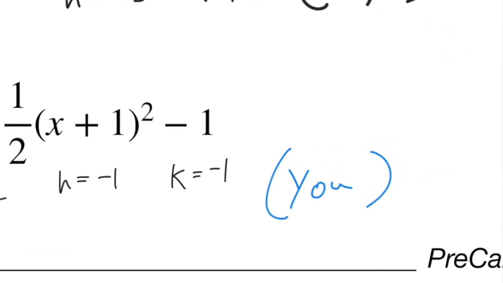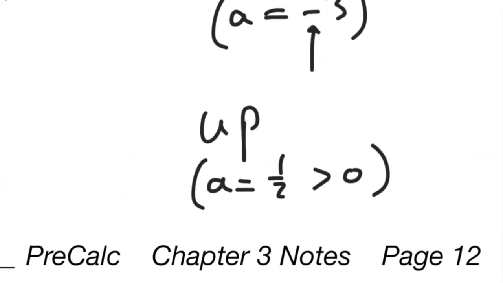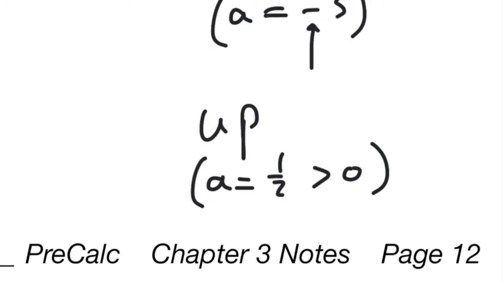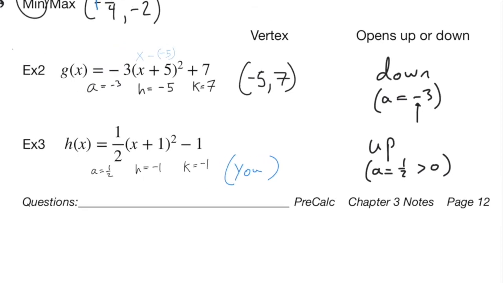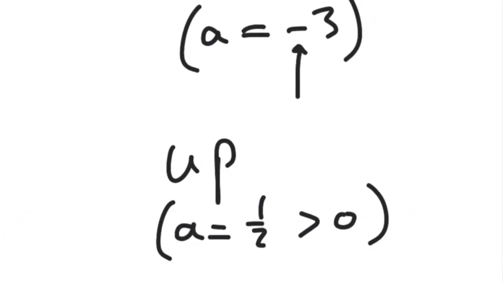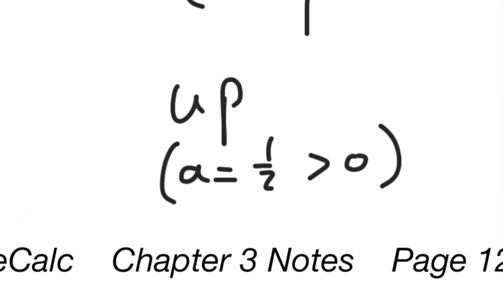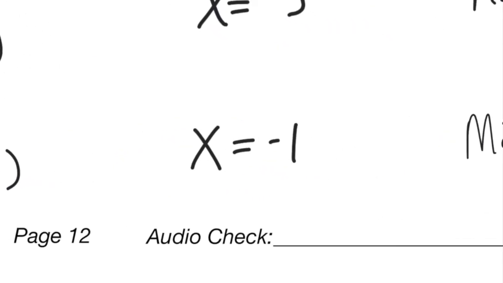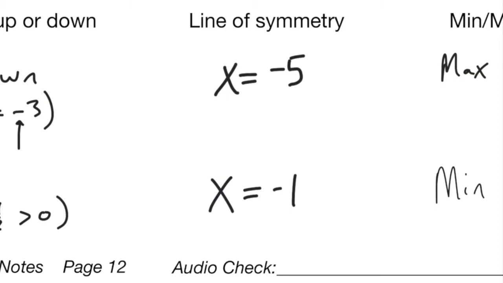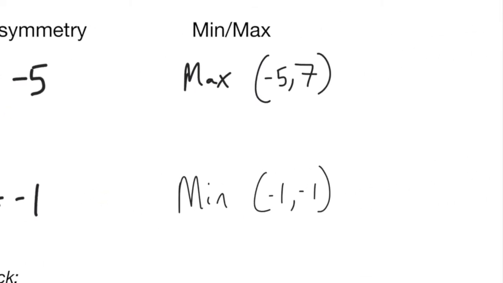I want you to find the vertex, but I'll let you know that the parabola is upward facing because a is equal to 1/2, and that's greater than 0. It's a positive number. The line of symmetry is x equals negative 1. It is a minimum at negative 1, negative 1.